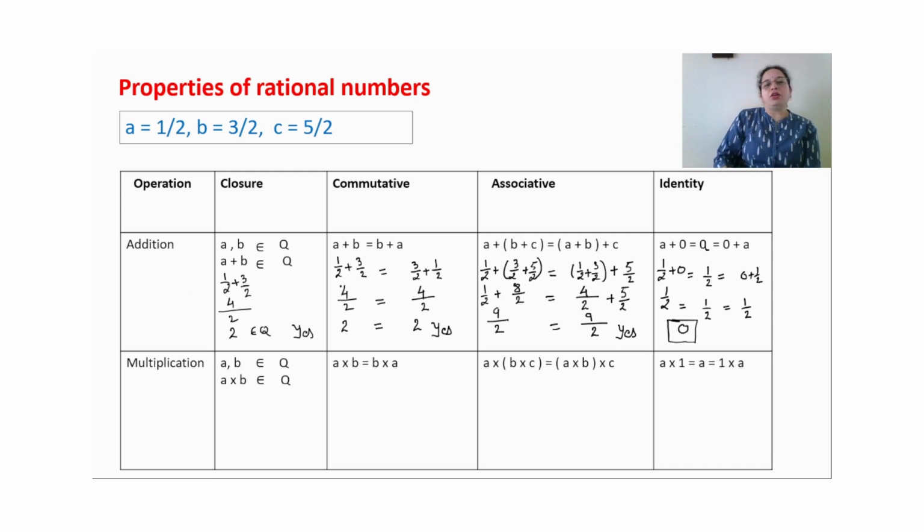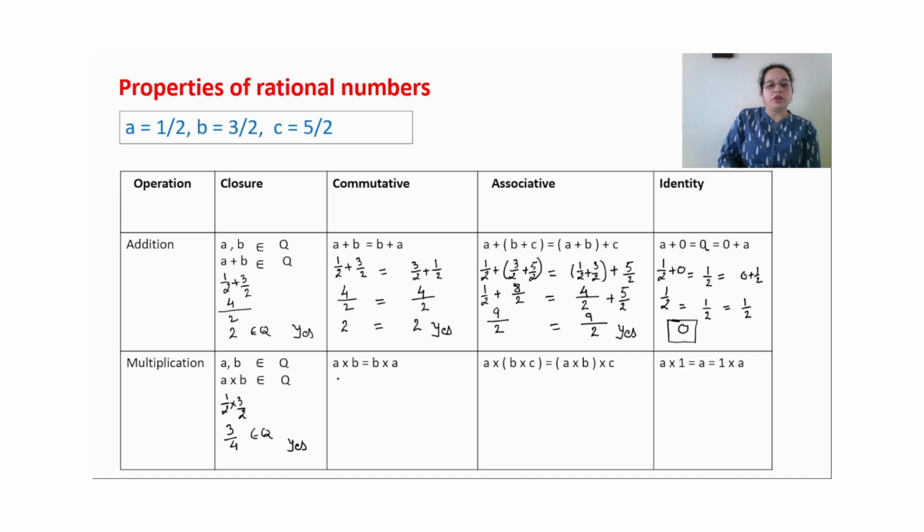Now, so addition, all the four properties are over. Now we will start with the multiplication. Multiplication also we are going to observe all the four properties. Okay, so let us start. So value of A is 1 by 2, value of B is 3 by 2. Since multiplication, so now everywhere you will get multiplication sign. Solve this. 3 by 4. 3 by 4 is also a rational number. So we can say that yes, we can observe closure property in multiplication of rational numbers.